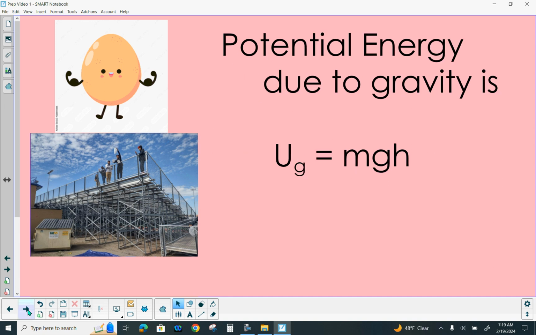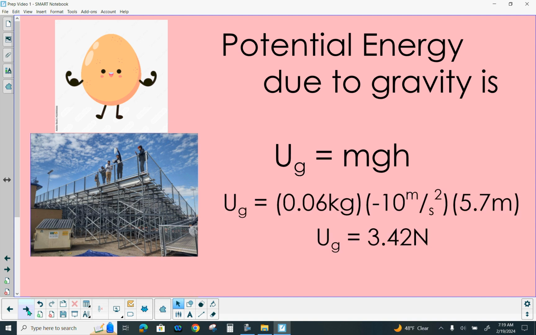So the potential energy is given by this equation, where U is potential energy and g is due to gravity. So the potential energy, because of gravity, is equal to the mass times gravity times the height from which it is dropped. Go ahead and calculate the potential energy for this egg. You should get a potential energy of 3.42 newtons. Energy is never going to be negative because either you have it or you don't.